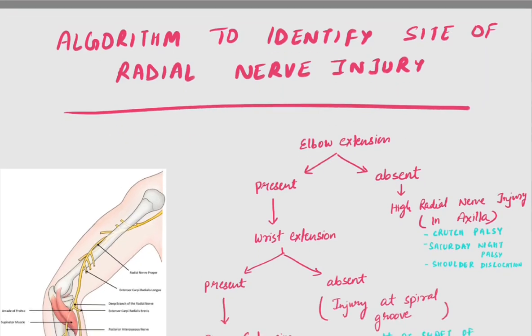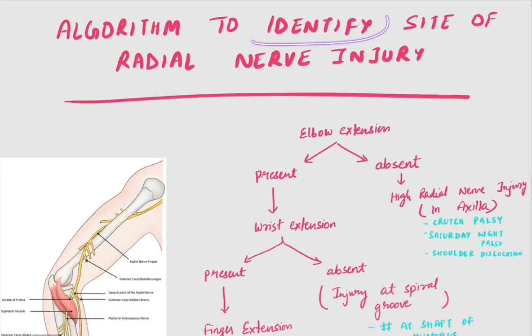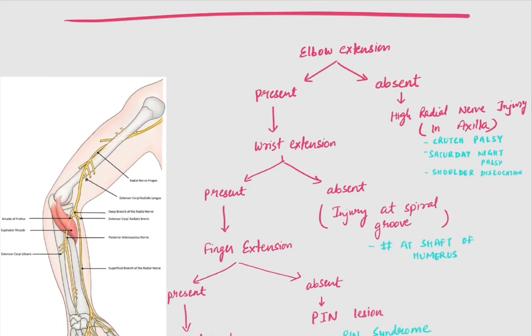Now coming to the algorithm to identify the site of injury for the radial nerve. So we can easily follow an algorithm. First we have to check the elbow extension. If it is absent, then it is a high radial nerve injury. For example, the crutch palsy or Saturday night palsy, or in case of shoulder dislocation.